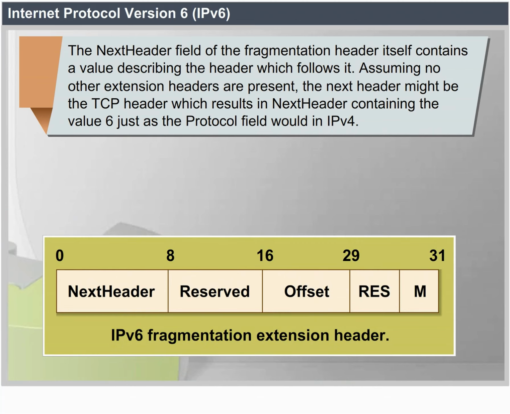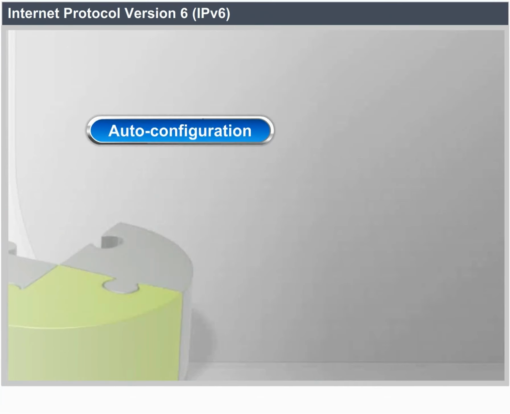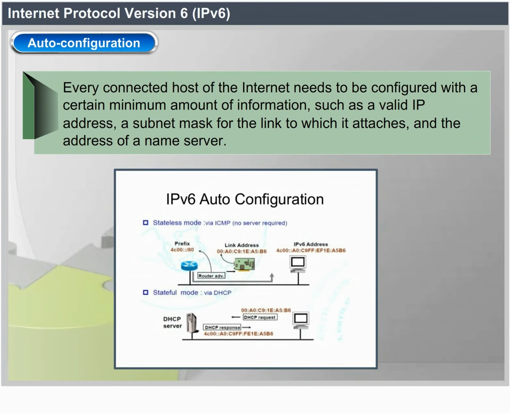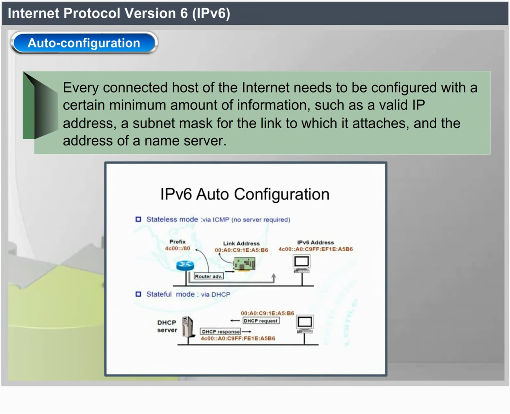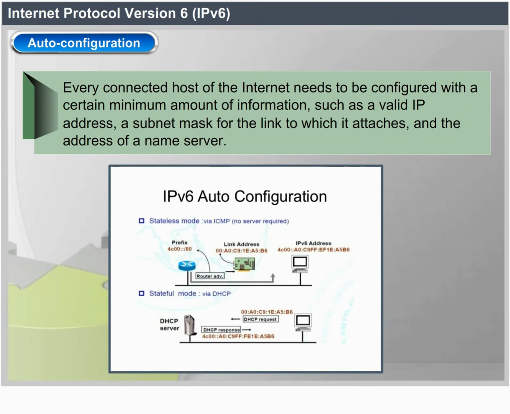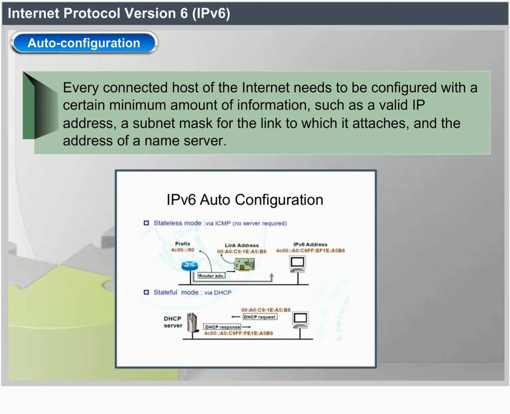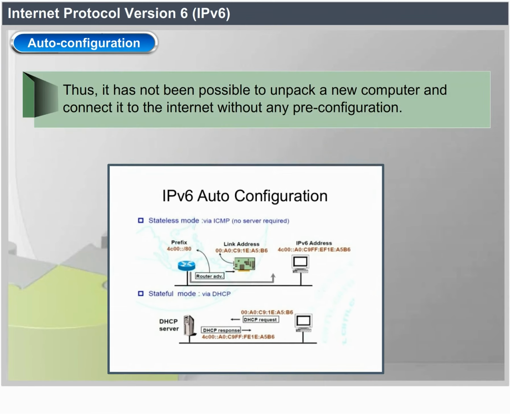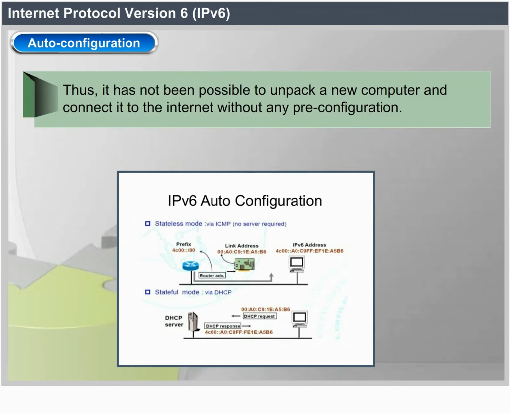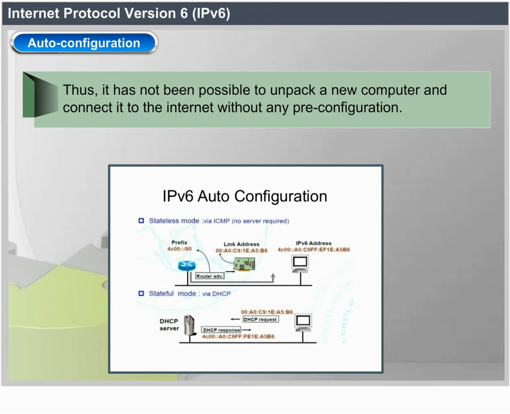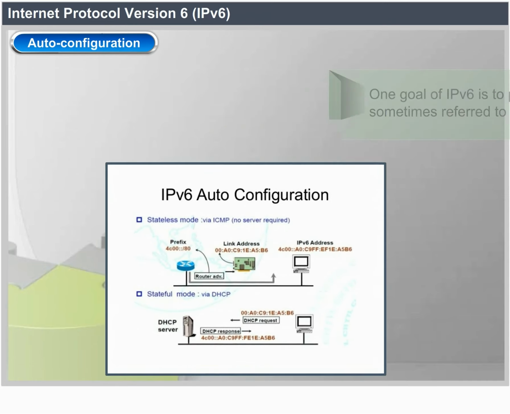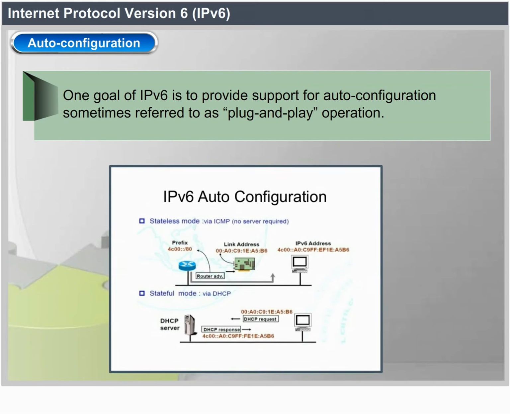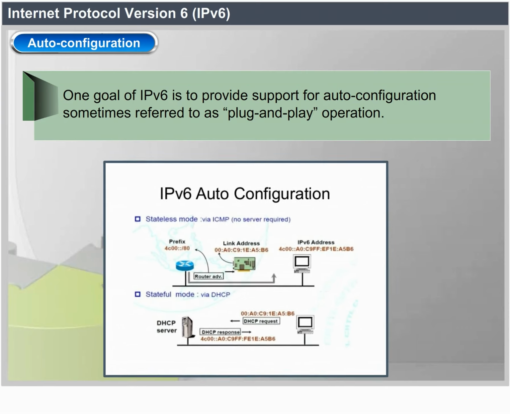Auto configuration. Every host that is connected to the internet needs to be configured with a certain minimum amount of information, such as a valid IP address, a subnet mask for the link to which it attaches, and the address of a name server. Thus, it has not been possible to unpack a new computer and connect it to the internet without some pre-configuration. One goal of IPv6, therefore, is to provide support for auto-configuration, sometimes referred to as plug-and-play operation.